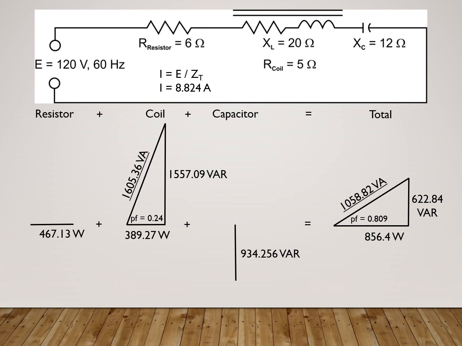If you compare those two values with what's happening inside the coil, you'll find that my total VA is much smaller than the coil VA, and my total power factor is a lot better than my coil power factor. My coil power factor being 0.24, my total circuit power factor being 0.809. That means I've improved the efficiency of this circuit by adding a capacitor in line with this. Also, by adding that resistance, I was able to improve that power factor a little bit as well.